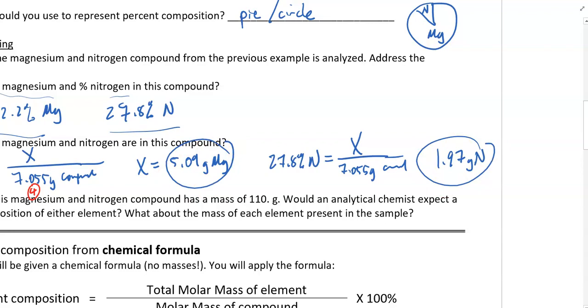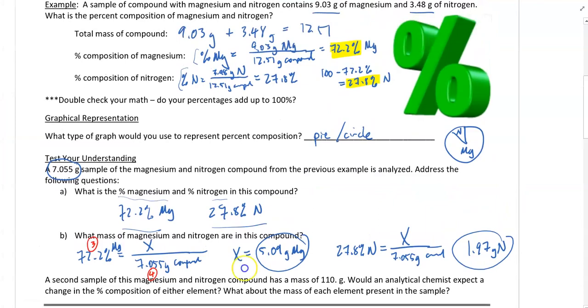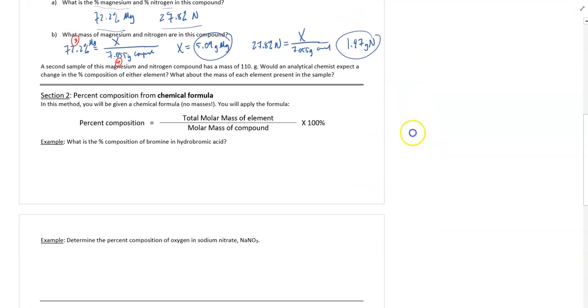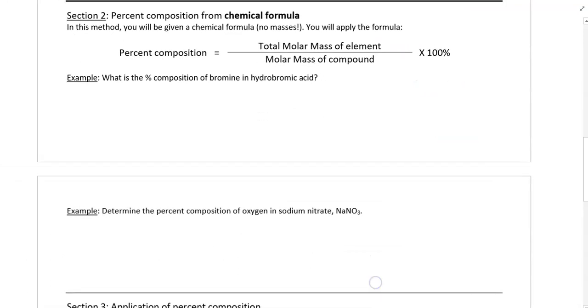So in this case, notice how we're talking about the percent composition in this section using masses, right? Using experimental data. And that's what this was about up here. So all of that is when you're given actual numbers from the mass. But now we're going to try another type. This is going to be the second one. We're going to do percent composition just from chemical formula. This time you'll not be given any masses. You'll just be given a formula and you have to figure out the rest of it.